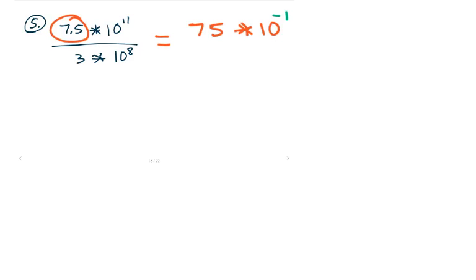And again, the reason why I have to raise it to -1 is when you multiply by 10 to the -1, you're actually multiplying by a fraction, a proper fraction, I should say, and proper fractions make numbers smaller. So, with that being said, everything else is the same.